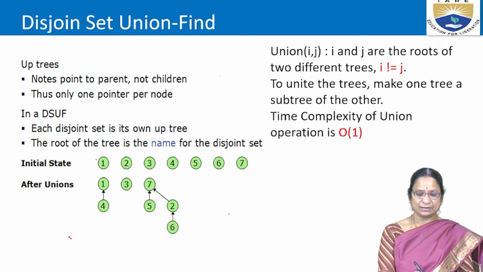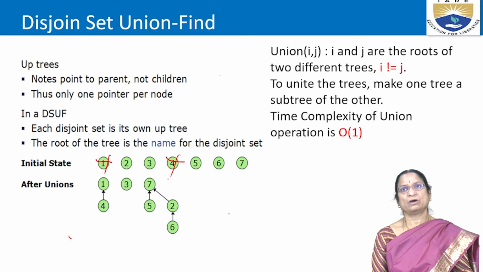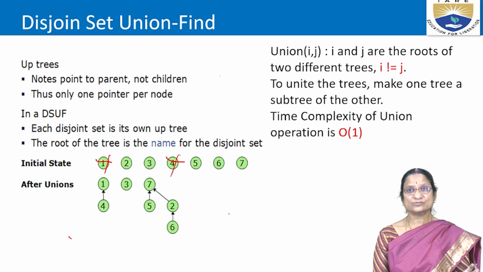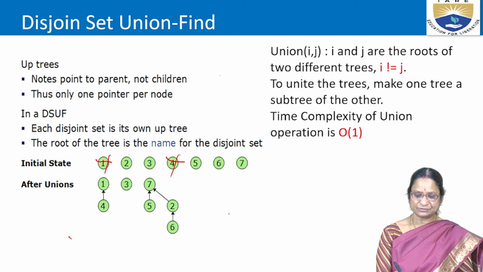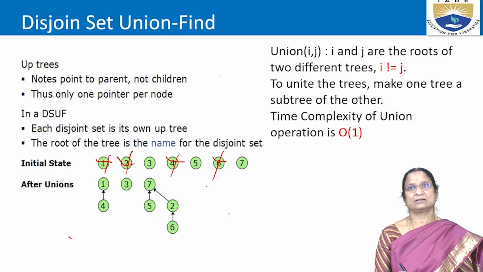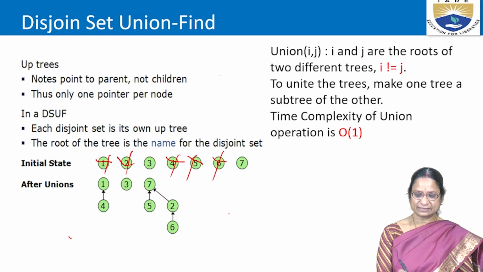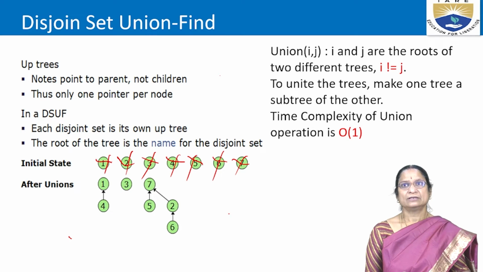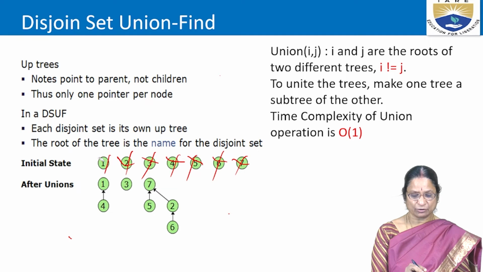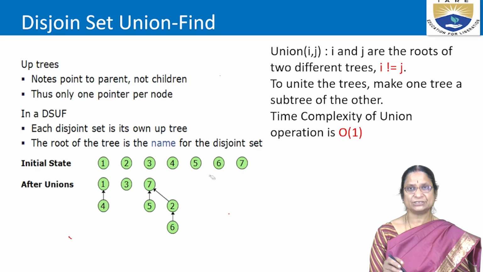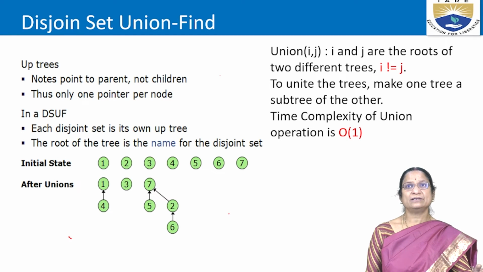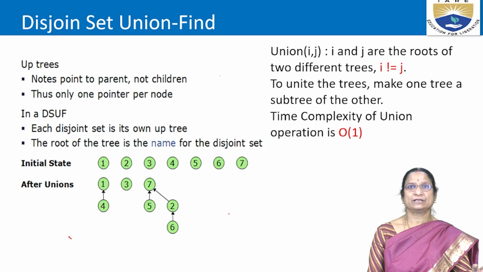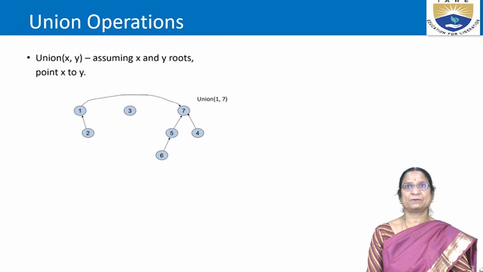Whenever we are doing union, the initial trees are going to be destroyed or removed. When I am using 1, 4, the individual trees are removed. When I am using 2, 6, individual trees are not available. Then when I am using 7, 5, the individual trees are not available. 3 is a single set. That means whenever this union operation is performed on 2 subtrees, the individual subtrees are supposed to be removed by us. This is the way we will perform this union operation.